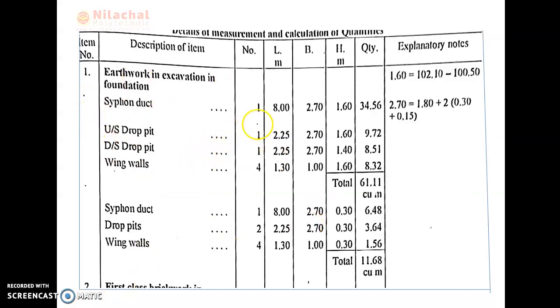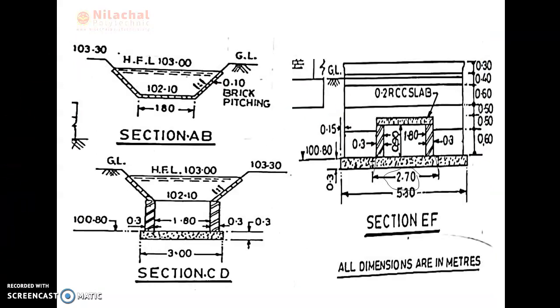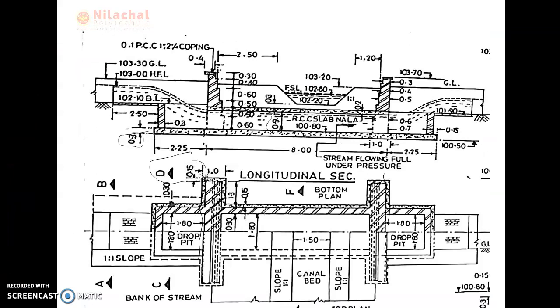So here the length is provided without adding cement concrete, so the length is 8.00, and the breadth is clearly indicated there, which is 2.70, and the height is 1.60. We need to check, but how can we find the height? The height is 1.60. How can we check?